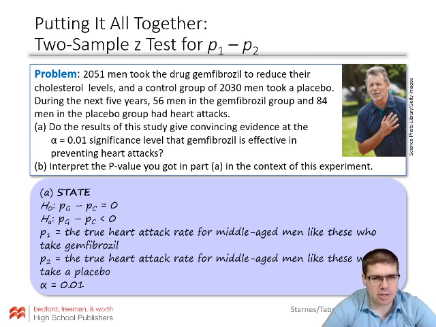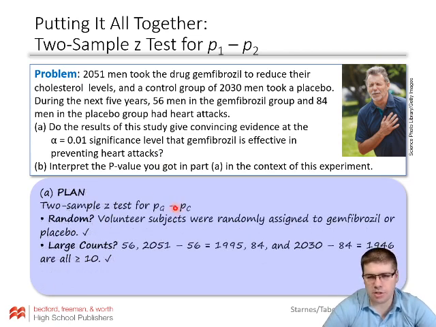Our plan step, so this is a two-sample z-test for PG minus PC, and then we need to check the random condition. The subjects were randomly assigned to the gemfibrozil or placebo treatment groups. Notice there's no 10% condition. In experimentation, we don't need to do that. We're not sampling without replacement, we're randomizing into treatment groups, so no 10% condition necessary. And then the large counts, where we had the observed number of successes, 56, and then the observed number of failures.